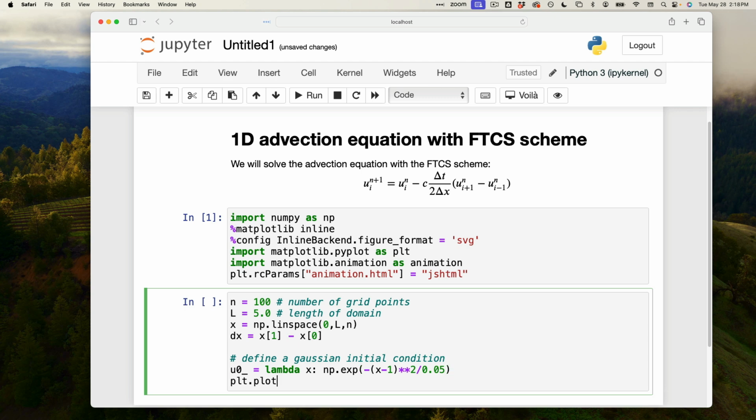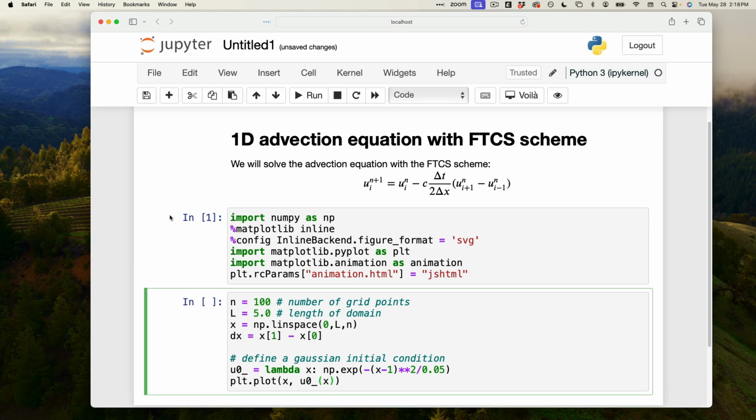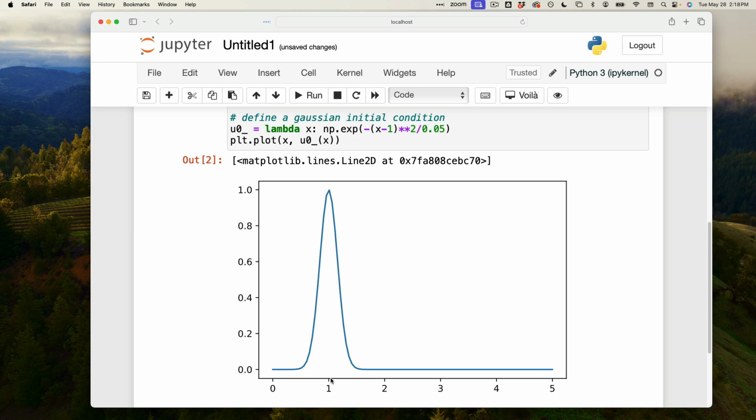So if I were to do plt.plot of x and u0 of x, you'll understand why I did an underscore in a second. And then I can plot this, okay? And you'll see it's centered at 1, yes?